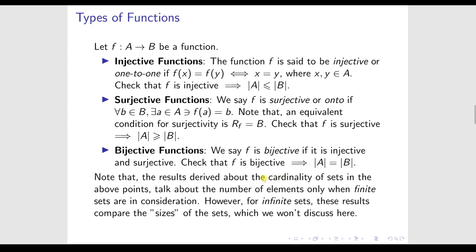However, note that the results derived about the cardinality of sets in the above points talk about the number of elements only when finite sets are in consideration. When A and B are infinite sets, these results compare the sizes of the sets, but the notion of size is not completely defined here. We will not discuss it here, you will see it in other courses.